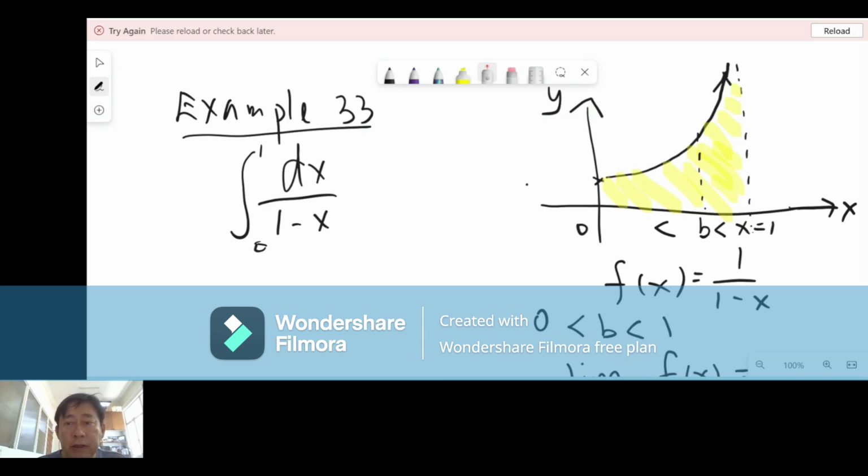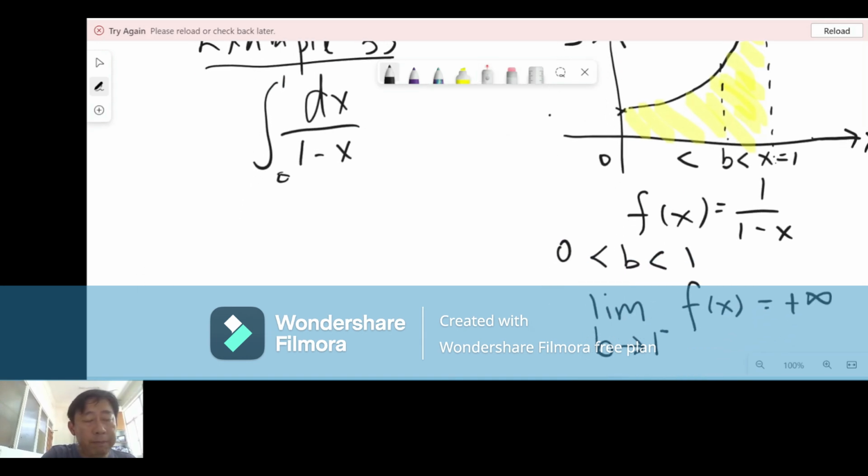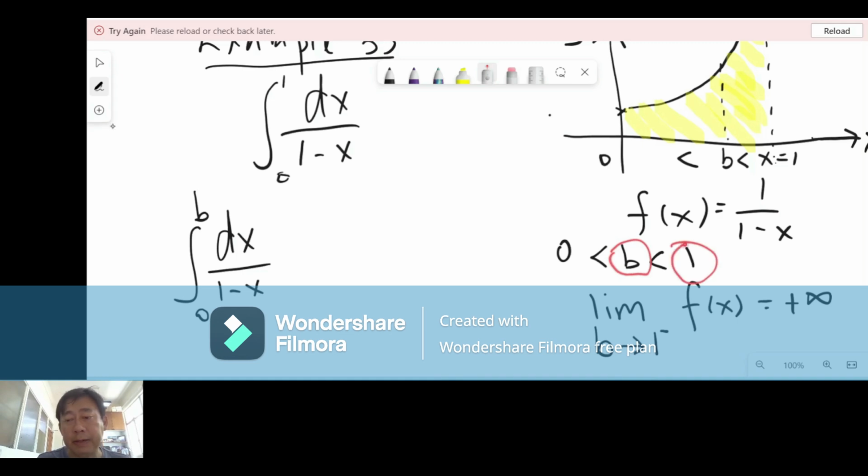To proceed with our improper integration, like in the previous example, we will first replace the upper limit 1 by a finite value b which is less than 1. By doing so, we are able to avoid evaluating the integrand function at exactly x equals 1. So we first replace the improper integral by a proper one, where the upper limit of 1 is replaced by b, and b is defined to be a number which will always be less than 1 but never exactly 1.